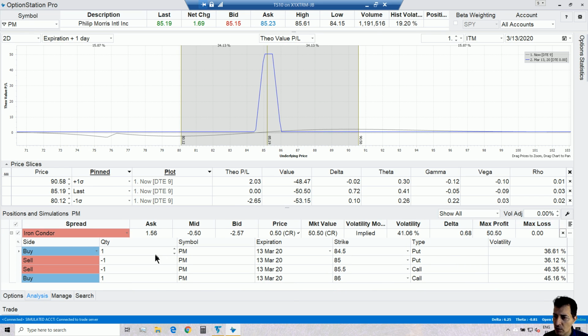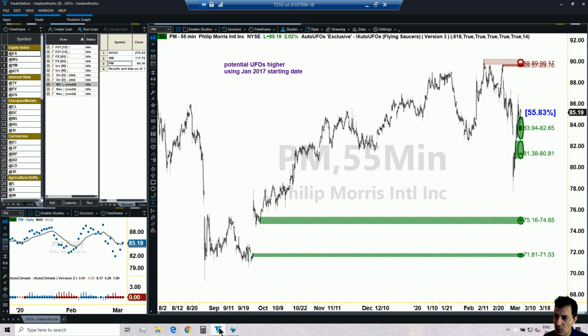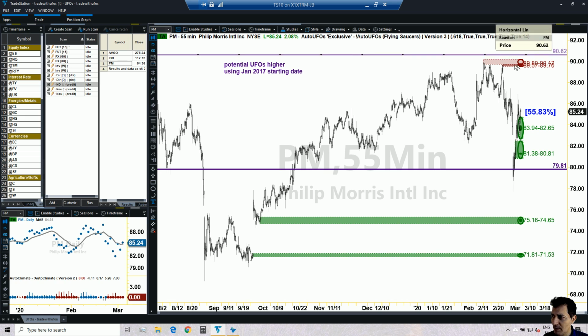Using the March 13 expiration date, we have this from a prior trade, plus one standard deviation and minus one standard deviation. With those values in mind, we are talking about 90.5 and 80. So what is 80? Well, 80 is here. Where is 90.5? Well, 90.5 is more or less here, which is above those UFOs. So same problem on both sides.